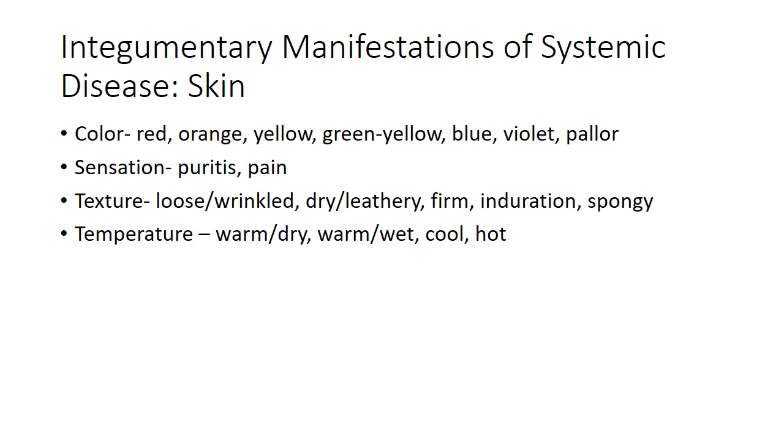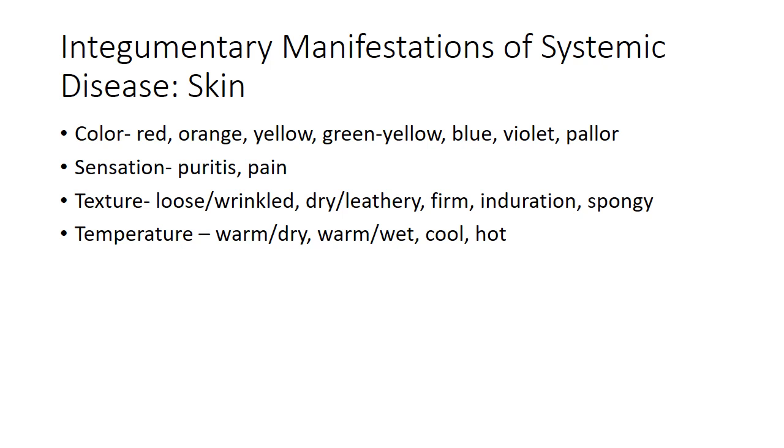We talked about Raynaud's disease, where we can see blue or red. We can see indigo, which is in gangrene. We can see violet with vascular insufficiency. We can see pallor or paleness. So all kinds of different colors that tell us different things. We can also look at sensation, and usually sensation in the skin includes itching or pain. We can look at the skin's texture. Texture tells us a lot about hydration status.